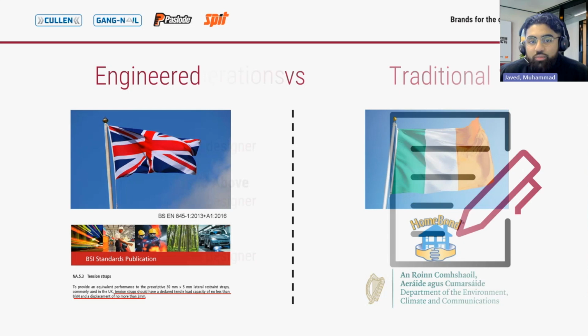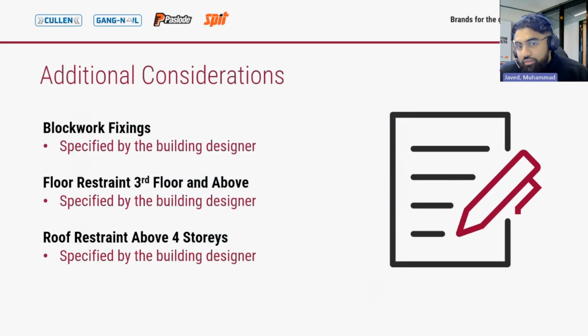Okay, so that is pretty much all of the content for today. Before I hand back over, we'll just do a little bit of housekeeping. So I have mentioned this throughout the webinar, but just to reiterate, blockwork fixings, floor restraint for the 3rd floor and above, and roof restraint above 4 stories are all to be specified by the building designers. And we also have some brand new resources we would like to make you all aware of.